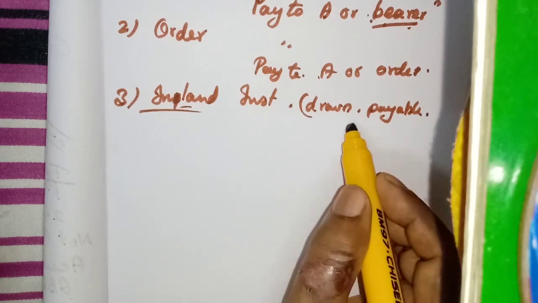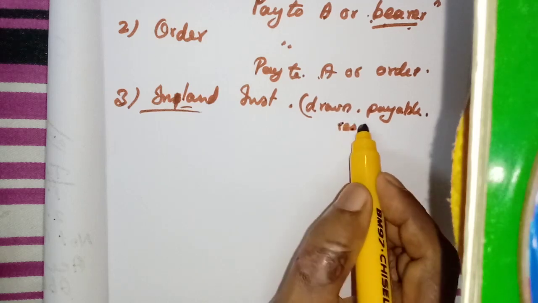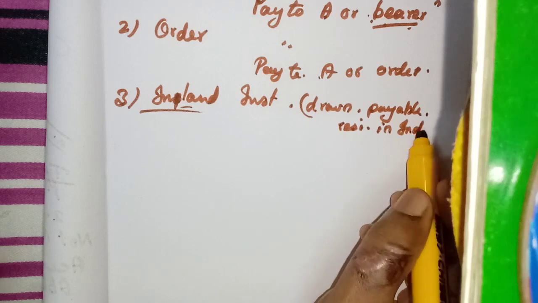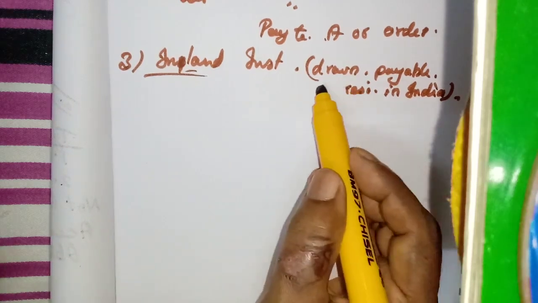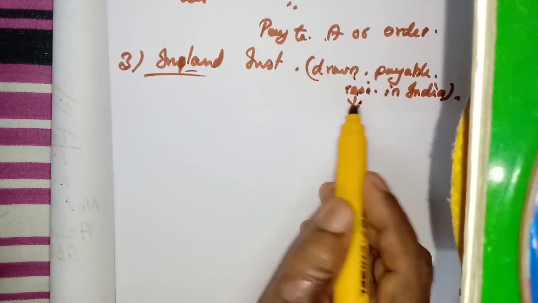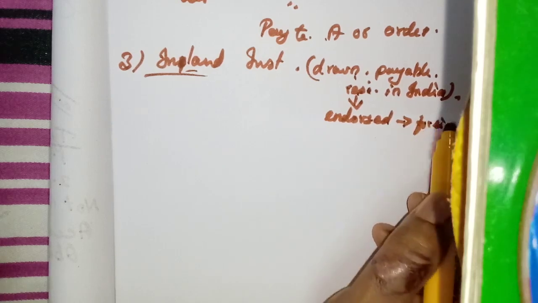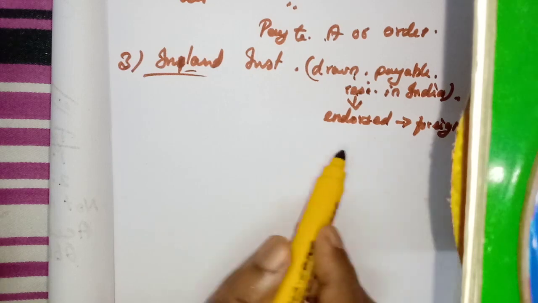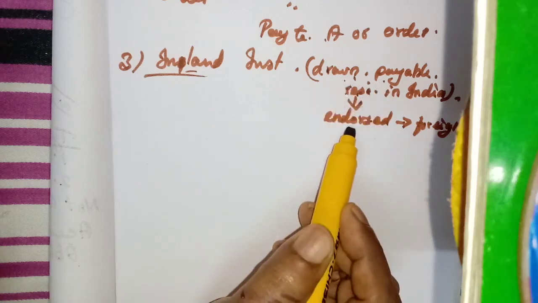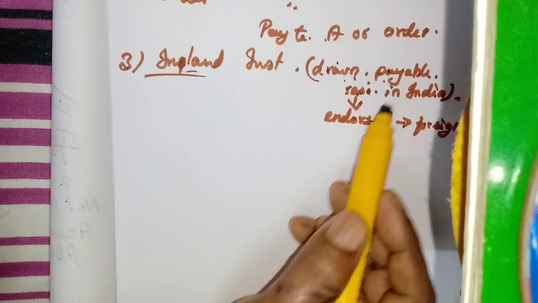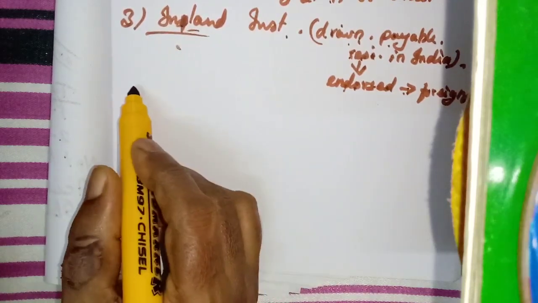Then he will be a person, a resident in India. This one can be endorsed to a person who is a foreigner. It can be endorsed to a foreigner, but it will be drawn payable in India only. That means the drawee, but the payee can be a person outside India, and that instrument is called an inland instrument.